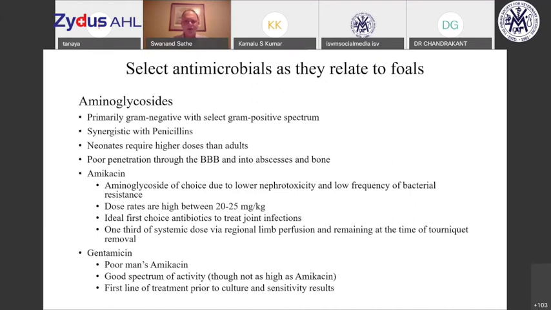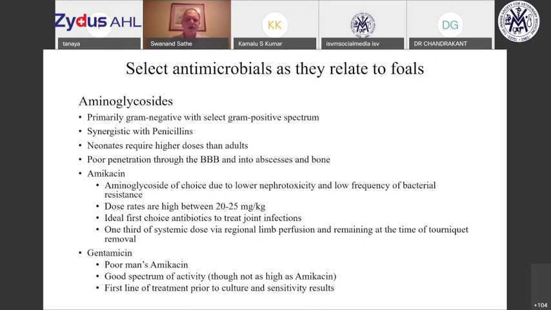Neonates, because of their high body water content, require a higher dose of aminoglycosides than adults. And like I mentioned before, they have very poor penetrability through the blood-brain barrier or into deep-seated infections like abscesses or into bone in cases of osteomyelitis. So do not use aminoglycosides when foals are suffering from meningitis or abscesses or osteomyelitis. Amikacin is the drug of choice due to its lower nephrotoxicity among aminoglycosides and low bacterial resistance.